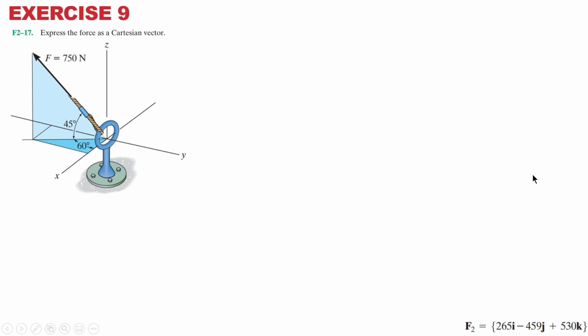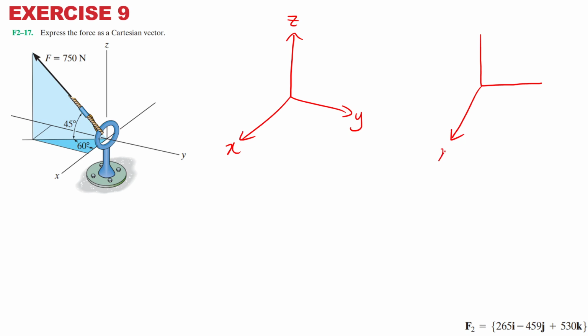Alright, so next we're going to be looking at a 3D problem. Let's recap. So far, we've been doing problems with 3D. You can draw your 3D like this. This is X, this is Y, and this is Z. Or you can draw like this. This is your X, this is your Y, and this is your Z. It doesn't matter which way you want to draw it, as long as you understand the condition.